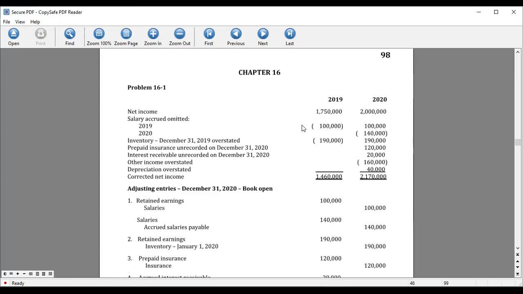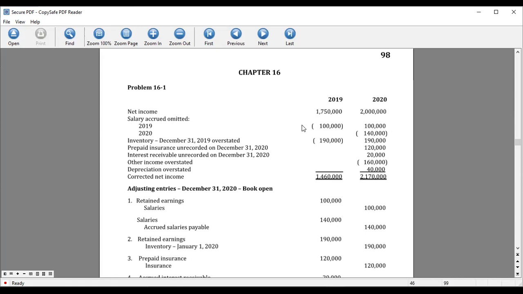Next, in requirement number 1, we have the worksheet. So we have for 2019 and 2020 the net income figures given, and then an examination of the accounting records for the year ended December 31, 2020 revealed that several errors were made and the following were discovered. Salary accrued at year end was consistently omitted. So we have 2019 and 2020.